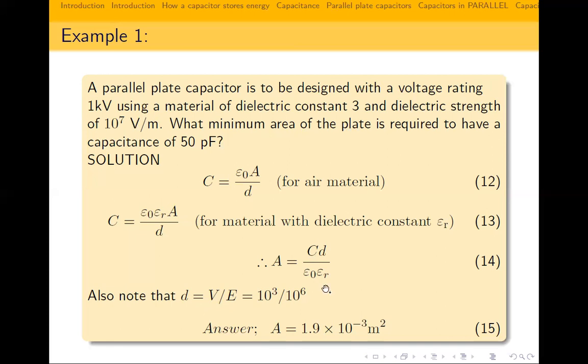Once you have your D, you come to equation number 14, you substitute and you get the area of the plates. I don't think this was complicated. You just needed to remember the formula and remember to use the relative permittivity of the material.